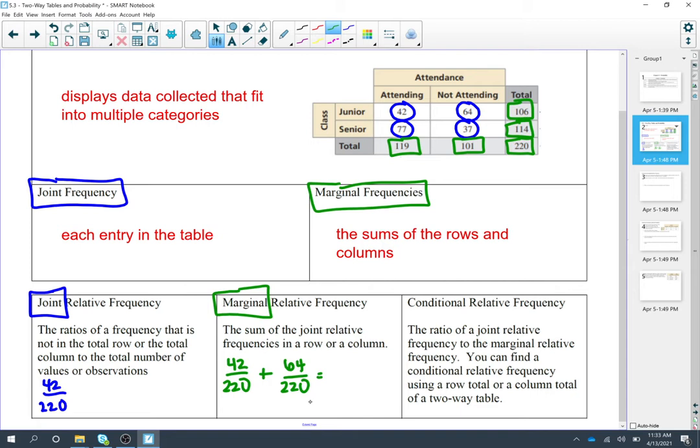and it would give me that probability. Then we have conditional relative frequency, which is the ratio of a joint relative frequency to the marginal relative frequency, and you can find a conditional relative frequency using a row total or a column total of a two-way table. And we'll talk about that one a little bit more as we move forward.